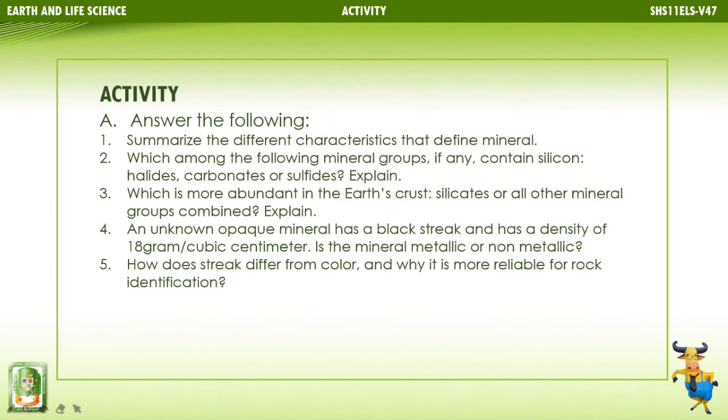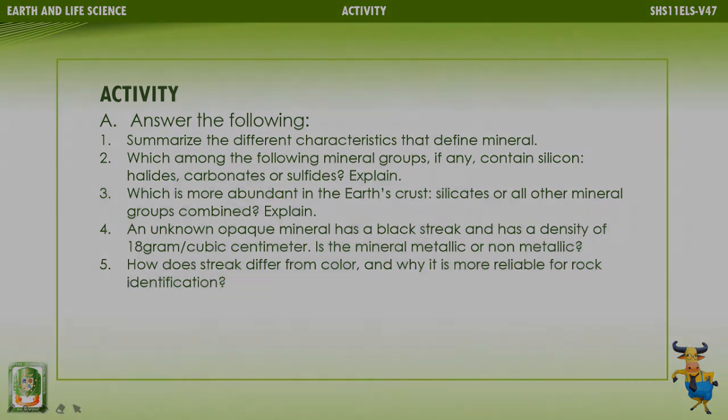Activity. Answer the following. 1. Summarize the different characteristics that define a mineral. 2. Which among the following mineral groups, if any, contain silicon, halides, carbonates or sulphides? Explain. 3. Which is more abundant in the Earth's crust, silicates or all other mineral groups combined? Explain. 4. An unknown opaque mineral has a black streak and has a density of 18 grams per cubic centimeter. Is the mineral metallic or non-metallic? 5. How does streak differ from color, and why is it more reliable for rock identification?